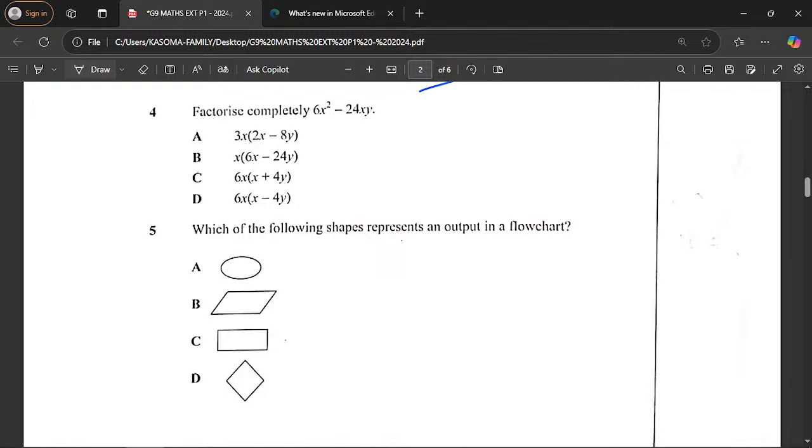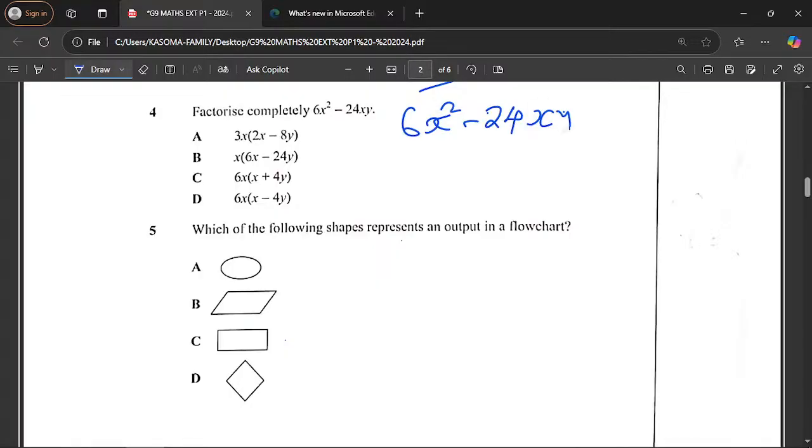Okay, I hope you have found the answer. Now let us go through the actual answer here. So what I'm going to do is write the expression 6x² − 24xy. So what do we do now? We have got this expression.